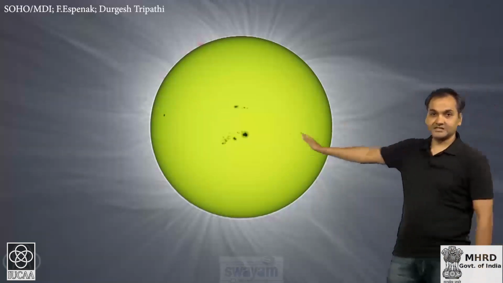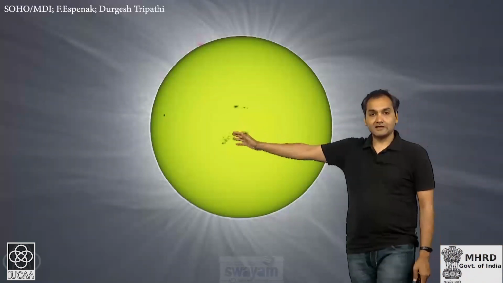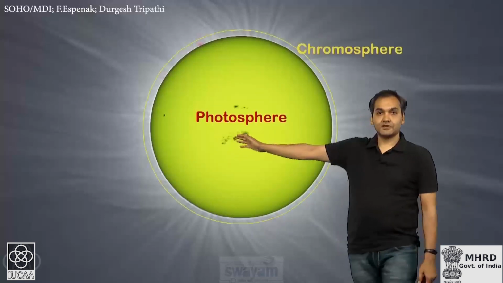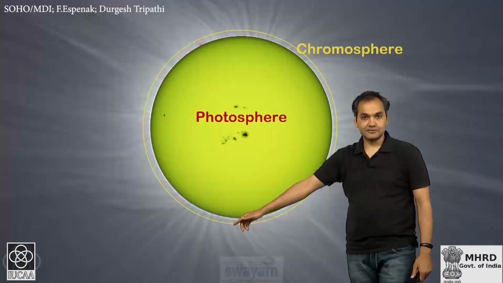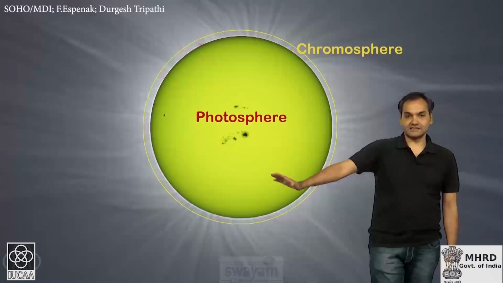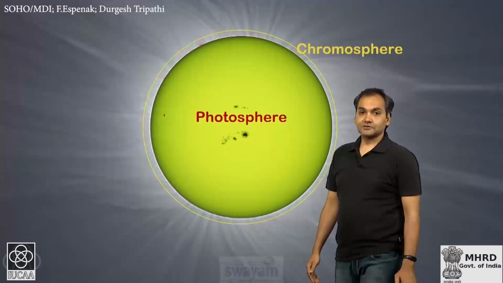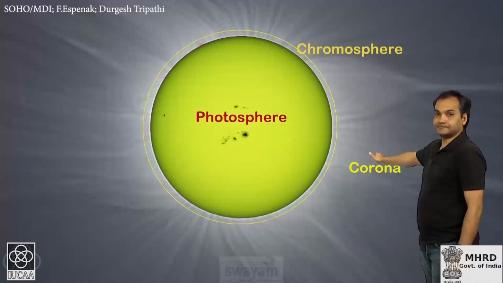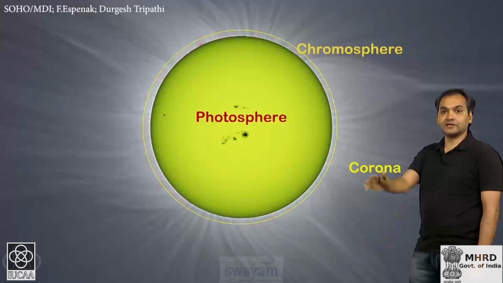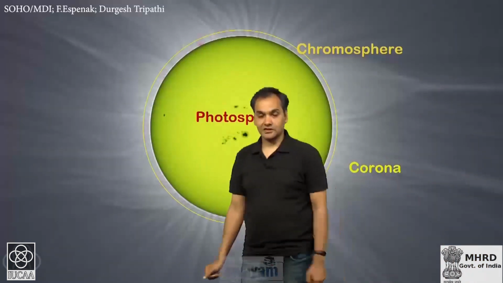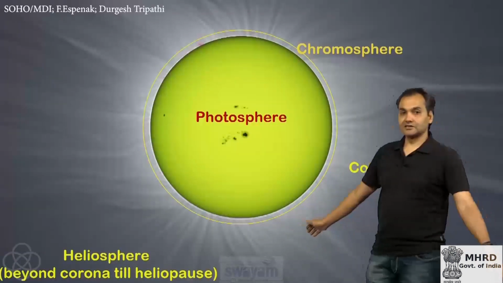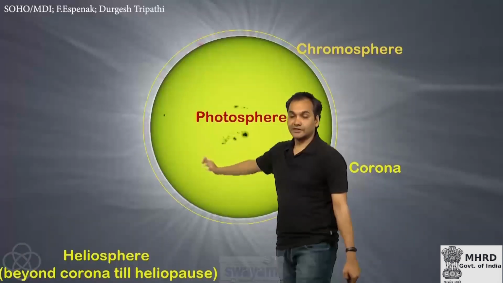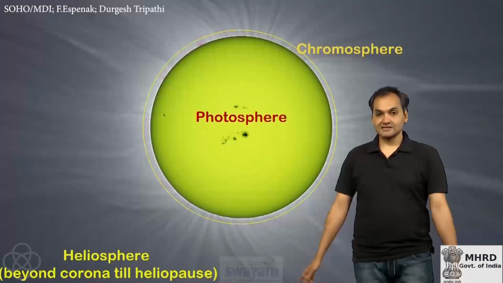Here is the composite. You have the photosphere where you observe these structures, the sunspots, and then on top you observe the chromosphere, this ring which is going around the disk, and that is essentially representing your chromosphere. This is not to scale. And outside that chromosphere you have the corona, which is seen in its full glory when you take an image during a total solar eclipse. And outside this corona you have the heliosphere, and that goes all the way till the heliopause, where essentially the sphere of influence of the sun ceases.